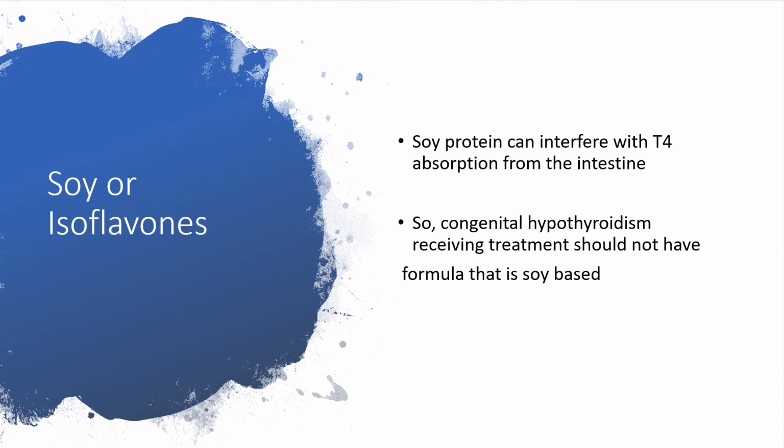Soybean or isoflavones. This might be shocking to some women, in particular the mothers, that soy protein can interfere with thyroid function. And ask me, how about that? Soy protein can interfere with T4 absorption from the intestine. So, if a child is diagnosed with congenital hypothyroidism, it would be horrible, detrimental, to give such a child any soy-containing formula. It should be taken off the table. All mothers, take that, please.